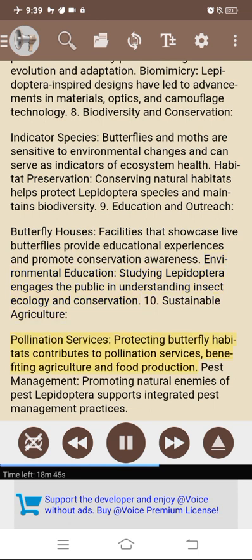10. Sustainable agriculture. Pollination services. Protecting butterfly habitats contributes to pollination services, benefiting agriculture and food production. Pest management. Promoting natural enemies of pests. Lepidoptera supports integrated pest management practices.